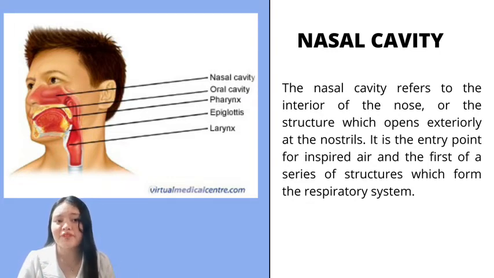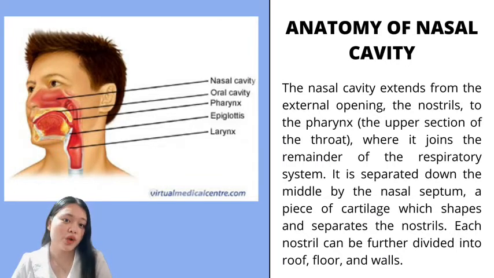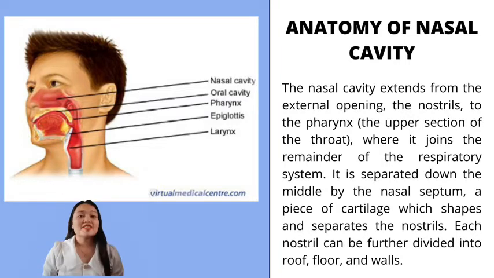These barriers provide mechanical protection from the invasion of infectious and allergenic pathogens. The nasal cavity extends from the external opening, the nostrils, to the pharynx, or the upper section of the throat, where it joins the remainder of the respiratory system. It is separated down the middle by the nasal septum, a piece of cartilage which shapes and separates the nostrils.